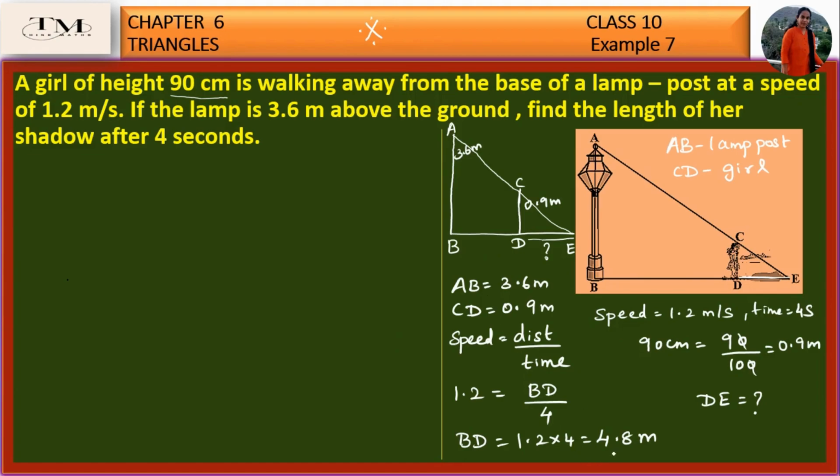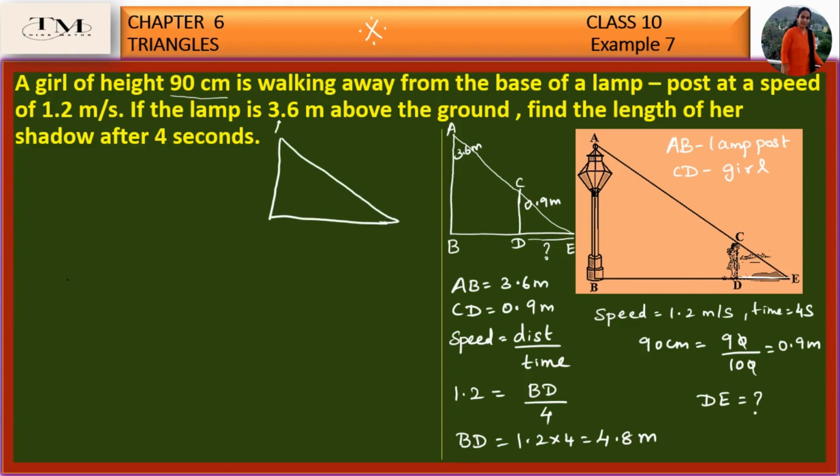So these are the things we found. Now we have to prove the similarity. Why? If we prove the similarity, we can get some sides in proportion. By the proportionality, we can find the side DE. Okay, so first let us prove the triangles ABE.